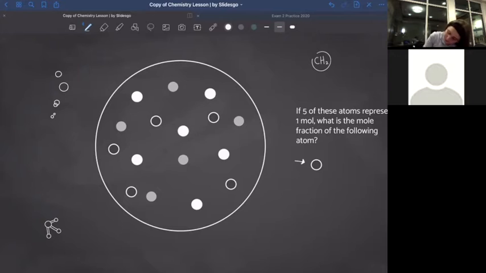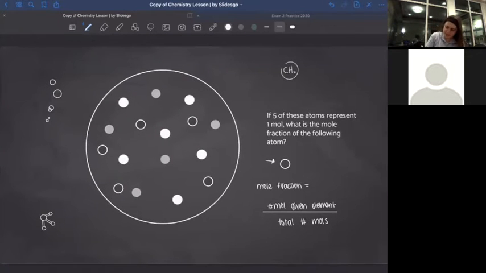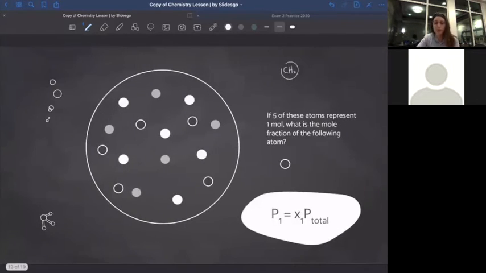So we have the mole fraction equals the number of moles of the given element or compound divided by the total number of moles. So as we determined last time, we have 3 moles. And we have 1 mole of this black one. So 1/3 would be our mole fraction. And we can relate this to partial pressures like we learned before.